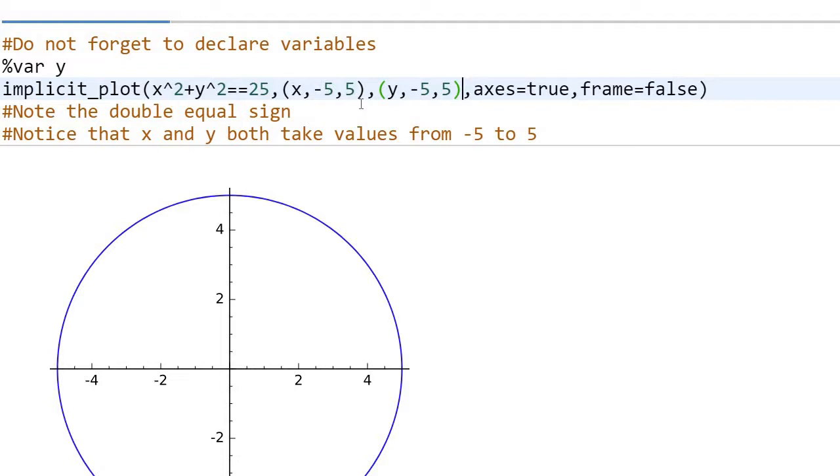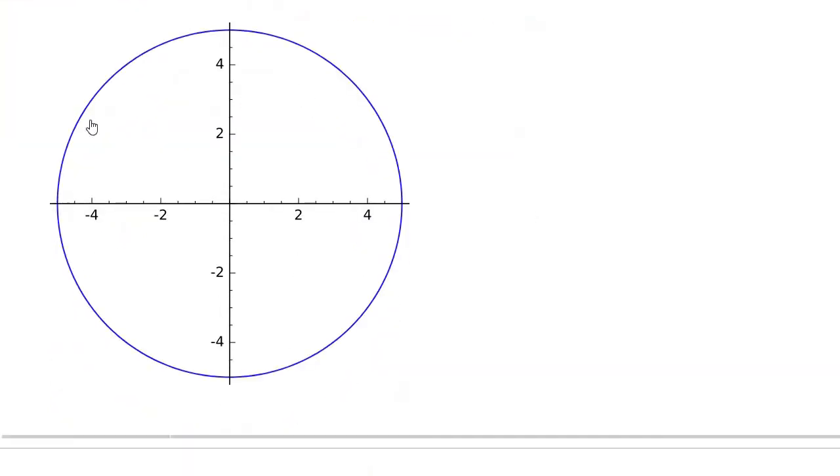Of course, they don't have to be the same. You could make this minus 10 to 20 or whatever you want. But for this assignment, probably just leaving it here is okay. And here I turned on the axes, I turned off the frame, and I run that, and what I get is this circle.